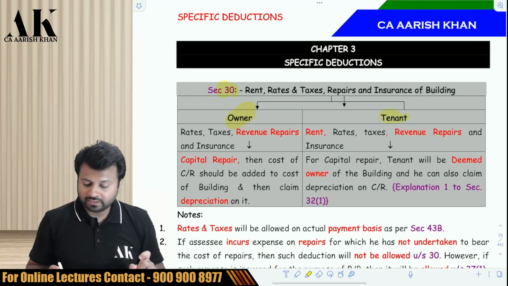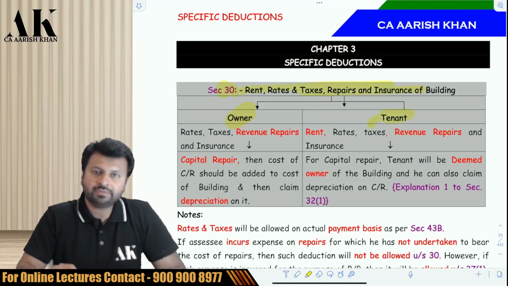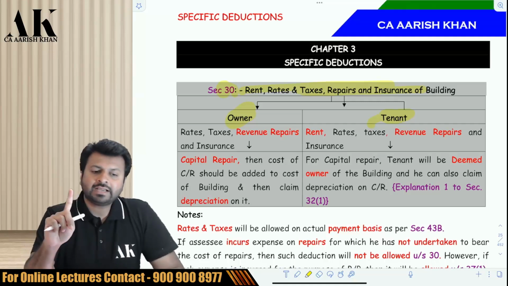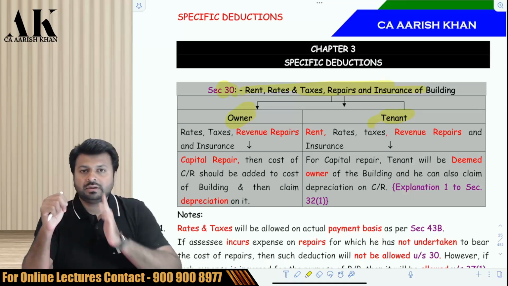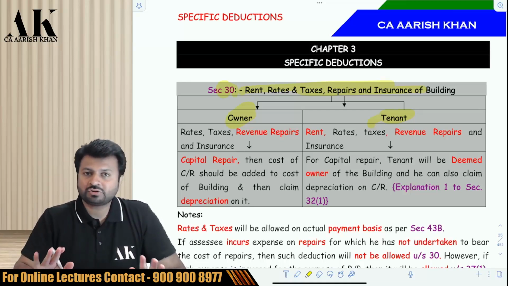But if you are a tenant of a building, then you will get all the deductions mentioned over here, including the rental expense. Okay. So the owner will get rates and taxes. The owner will get revenue repairs. The owner will get insurance, but the tenant will get rent also along with the other expenses. Okay. The first thing has to be kept in mind.